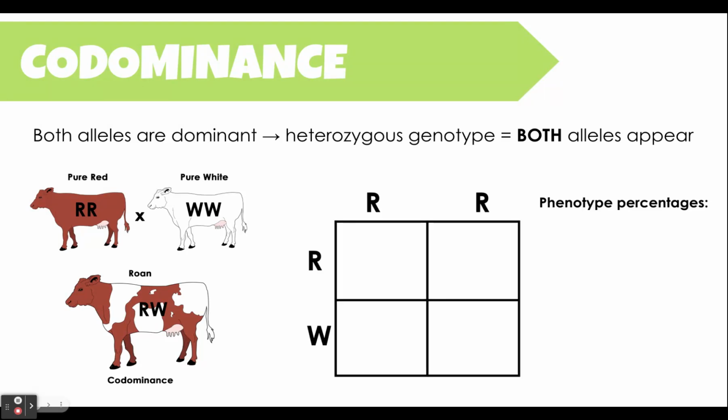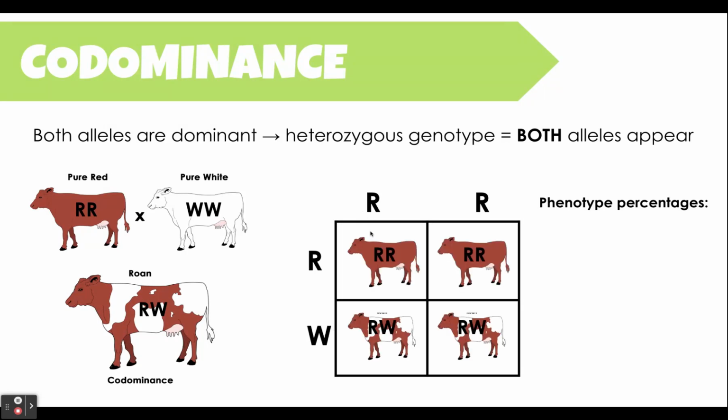So let's do an example of this where we cross a big R, big R, pure red cow, with a big R, big W. That would be this roan phenotype where both alleles show up. If we cross big R here, we get an offspring that's big R showing the red phenotype. Same thing here, red. But down here we have big R combining with big W, so that gives you the roan, as well as this one. So our percentages would be 50% pure red, 0% pure white, and 50% roan.